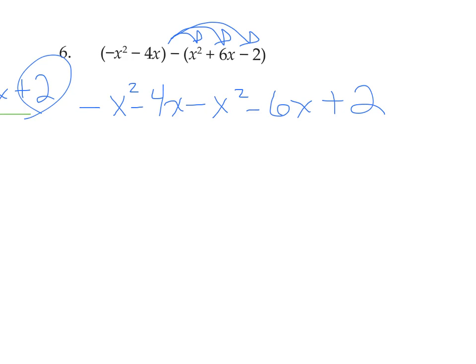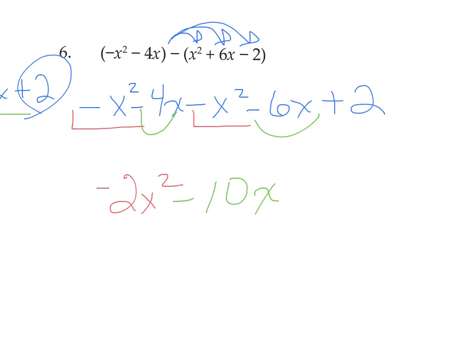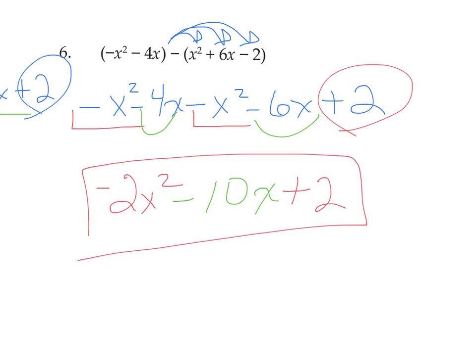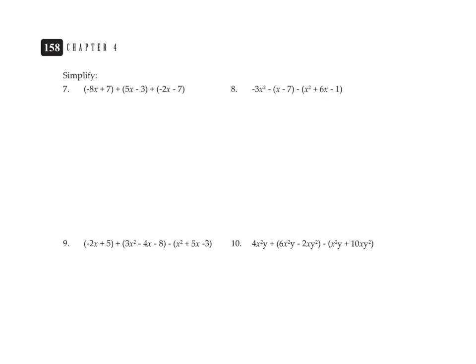Combine like terms, starting with the squares. -1 and -1 make -2x squared. Then the x's, -4 and -6, make -10x. And at the end, there's only the one constant term. Okay, on this page we have 6 more. So we're just going to continue on with this practice.